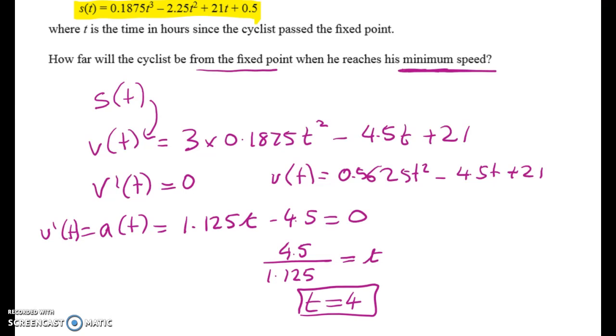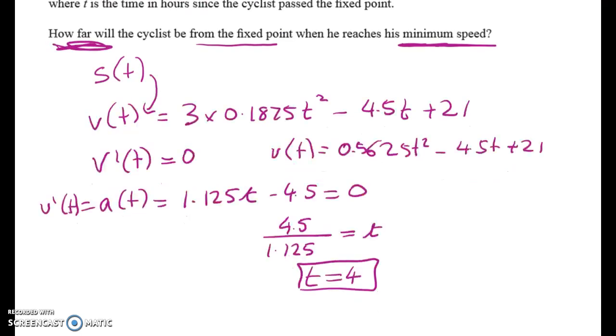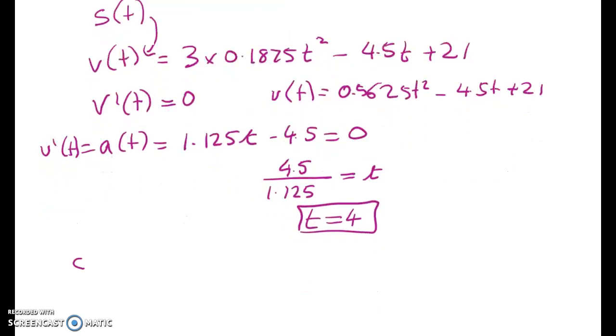That tells me when he will reach his minimum speed. Now we need to work out how far he will be from the fixed point. So we take 4 and sub it back into the displacement function. We're working out s of 4, which is, I'm actually going to let you do the substitution, because if you're watching this video, that's probably the easiest step. That works out to be 60.5 kilometres.